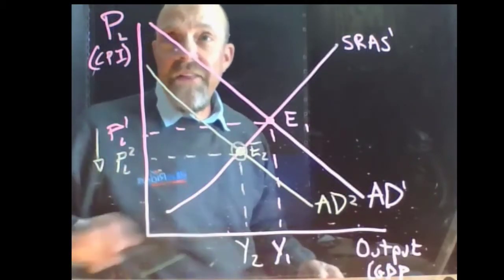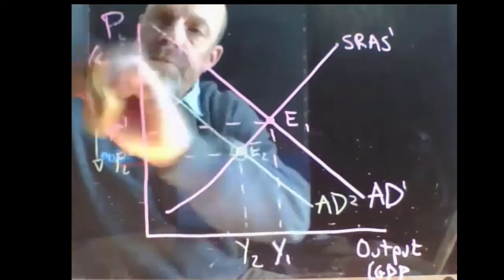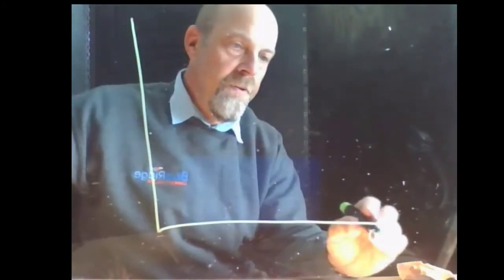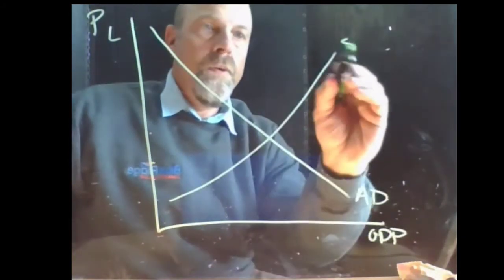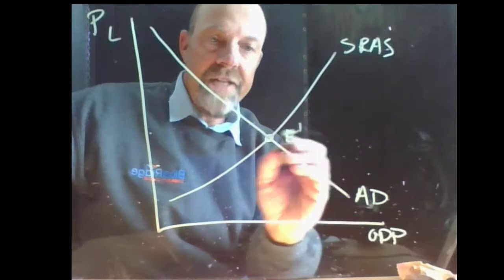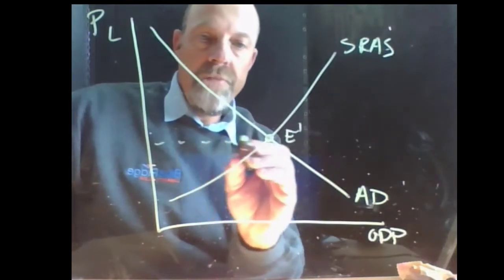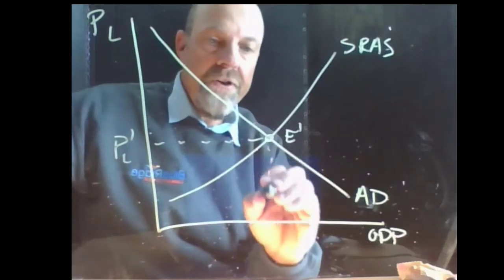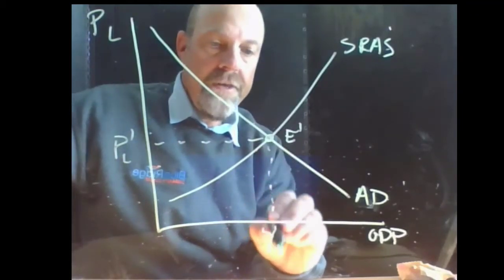Okay, let's take another scenario. Let's erase this one. And let's draw a new set of graphs. So our short-run macroeconomic equilibrium is where the two curves intersect here at point E1. It represents our current price level in the economy and our current level of output.